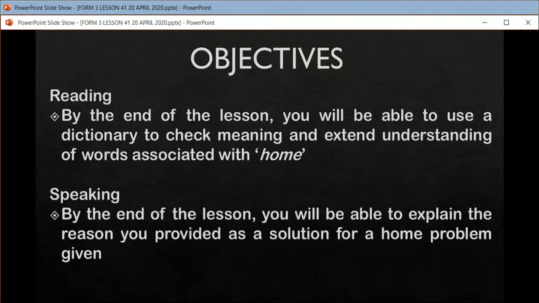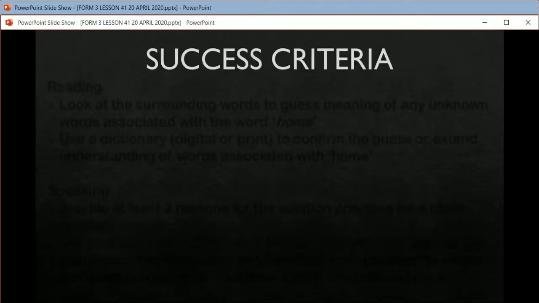In speaking, you'll be able to explain the reason you provided as a solution for a home problem, meaning there was a problem in the home, and then you gave a solution. You are able to give a reason why you gave that solution. And how to know whether you are successful or not is very easy.